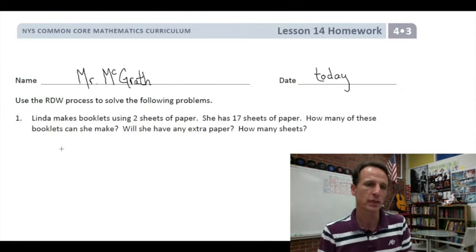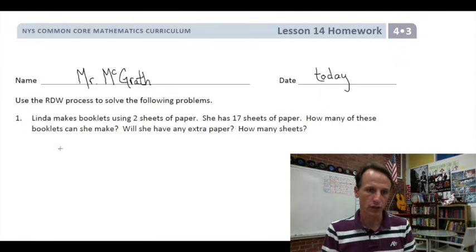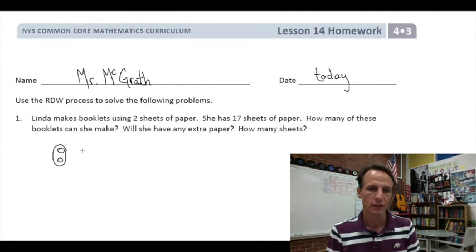So 2 sheets of paper. To make life easy, I'm going to draw my paper as circles. And I'm going to draw them in sets of 2. Because there's 2 of her 17 sheets, and this makes a booklet, right? So there's a booklet. So 2 sheets of paper, and there's a booklet. So that's a total of 4 so far.